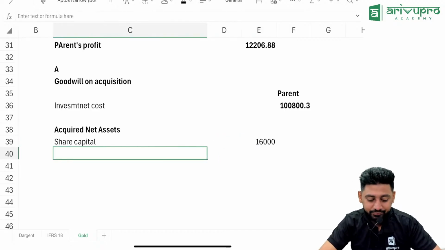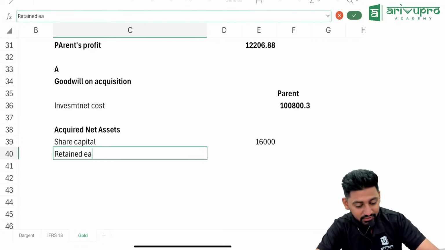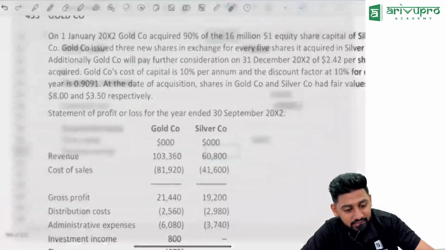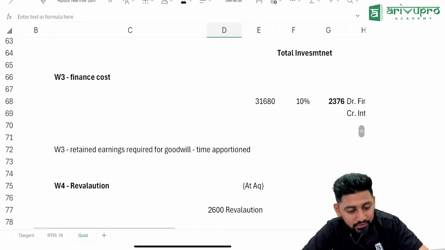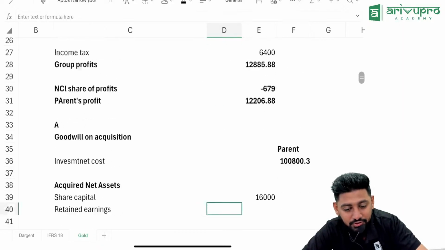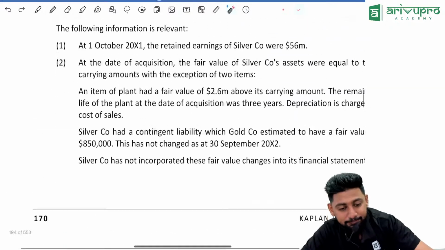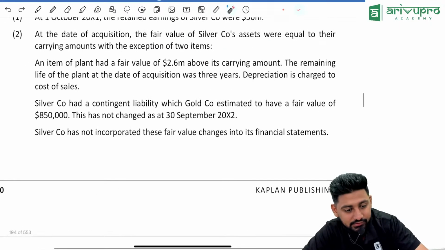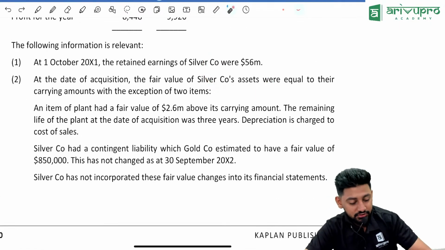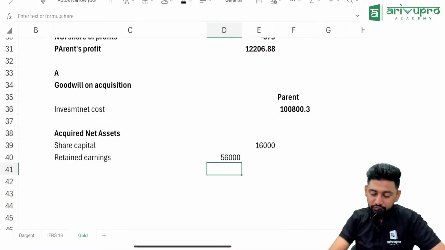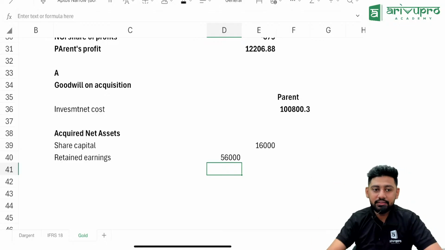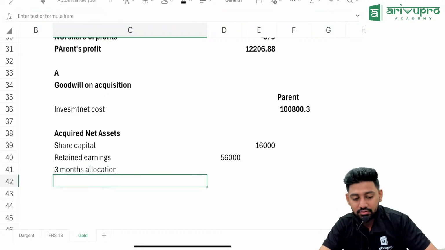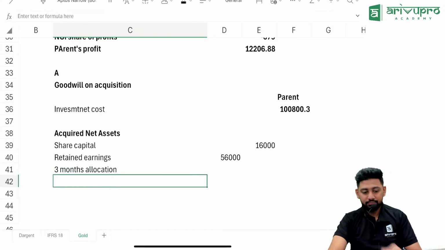And then what do I take? Retained earnings. How much is retained earnings? Retained earnings has to be time proportioned. They have given us retained earnings here, 56,000, that is given on 1st of October, but I need it for January, October, November, December. 3 months allocation. How do I allocate 3 months allocation?